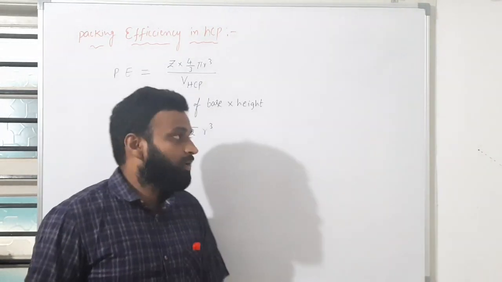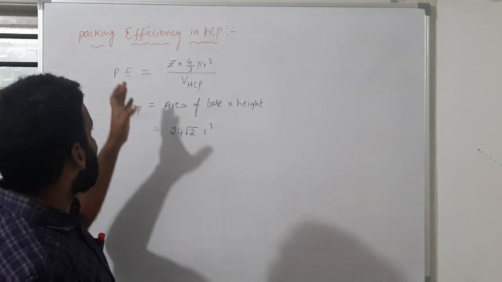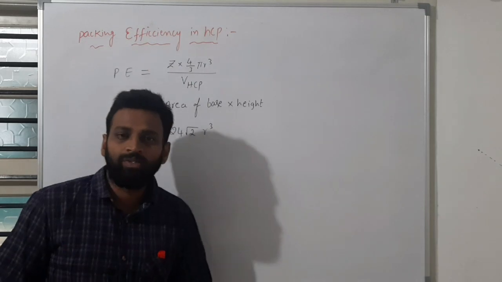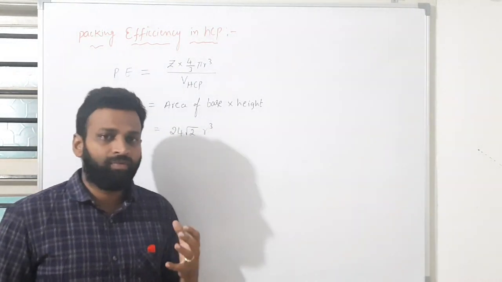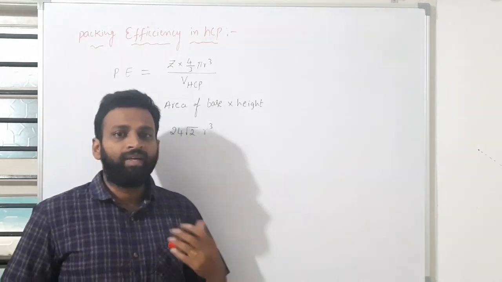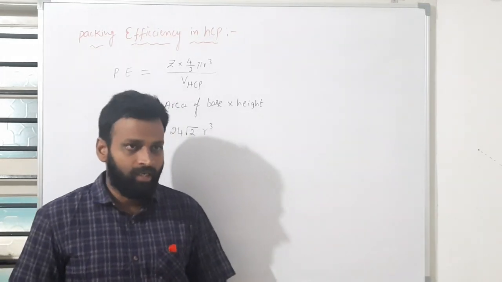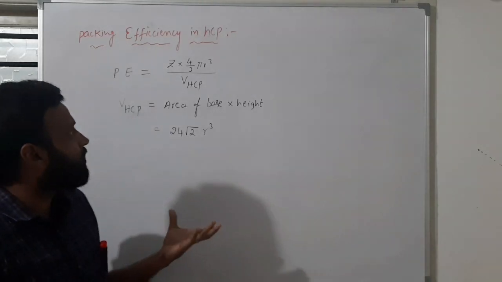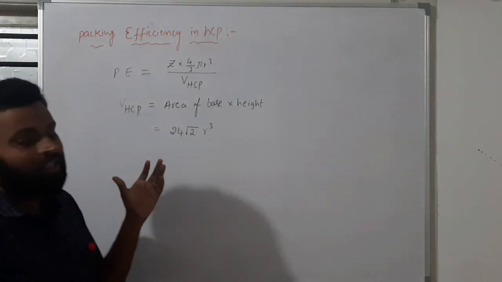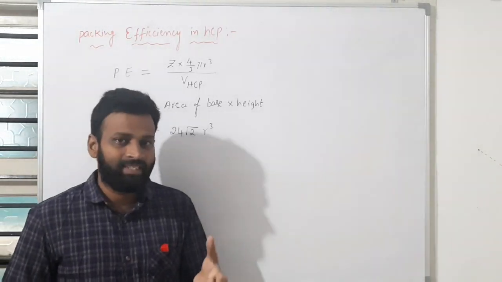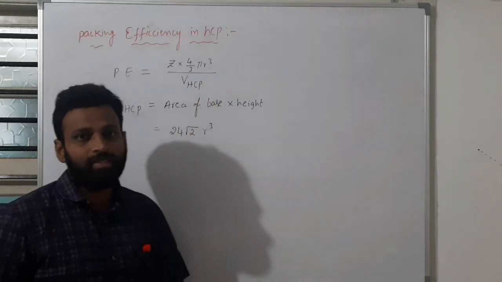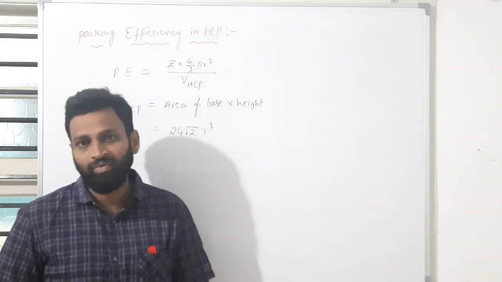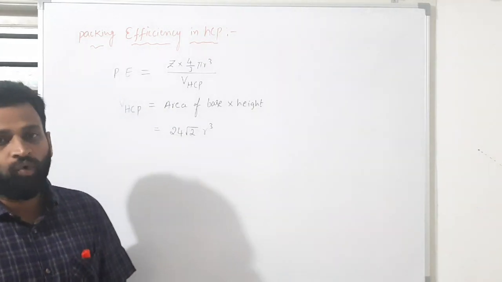Hello everyone, good afternoon. Now let's see the packing efficiency in HCP. Actually it was not there, but still we had the packing efficiency for simple cubic, face-centered cubic and body-centered cubic. So better to have this also. And one more thing is that the packing efficiency of FCC, or CCP we call, and this HCP is the same. The fraction is 0.74, or 74 percent.